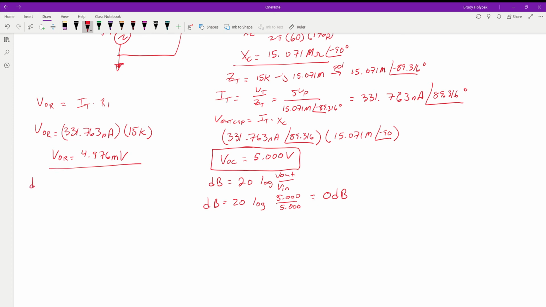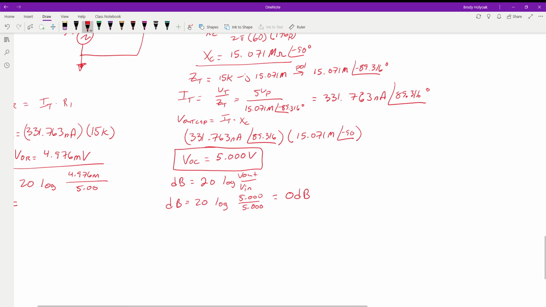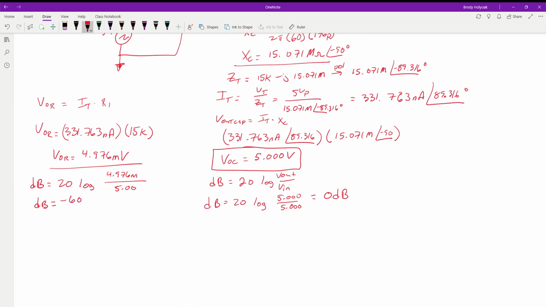And then the dB is going to be equal to 20 log times the V out, which in this case is across this resistor. So we put the 4.976 milli divided by the 5. And so in the circuit, our dB for this comes out to be negative 60.042. So basically what this translates to is we have a 60 decibel loss of voltage in this circuit. So we're losing that much voltage compared to what we're putting in.